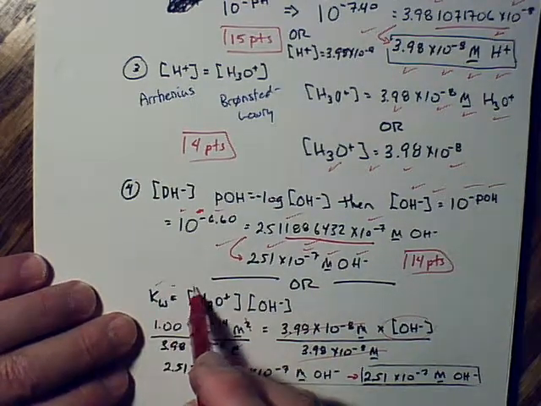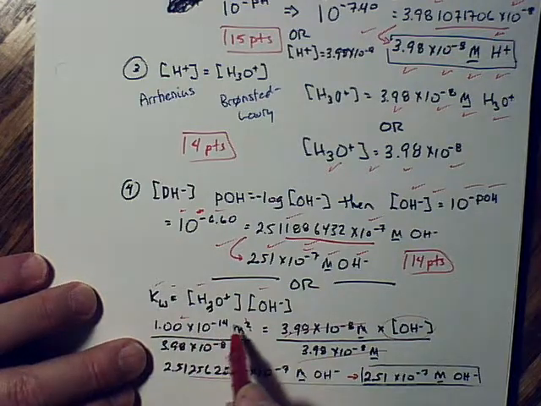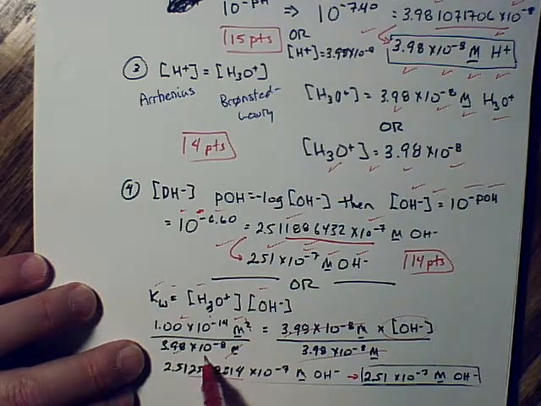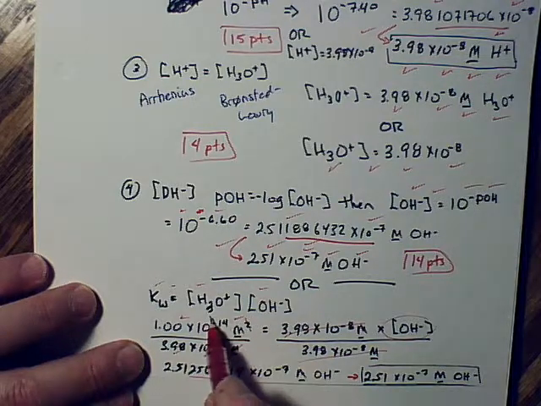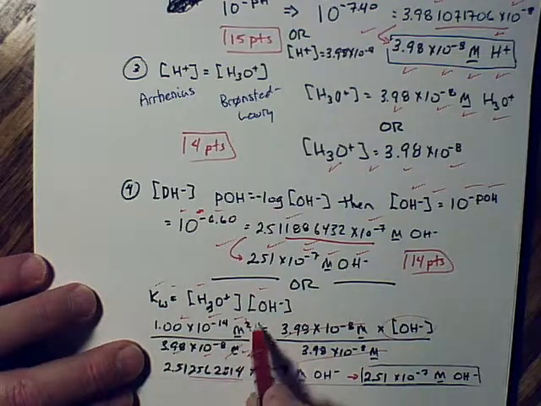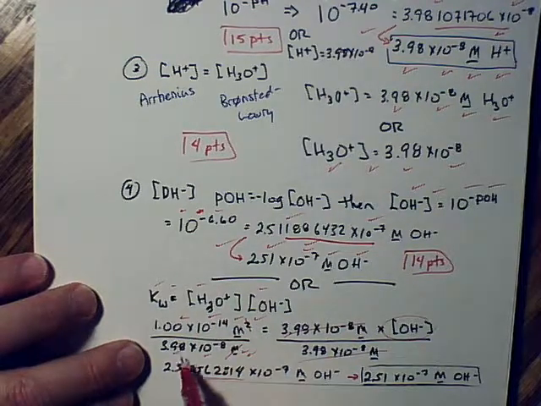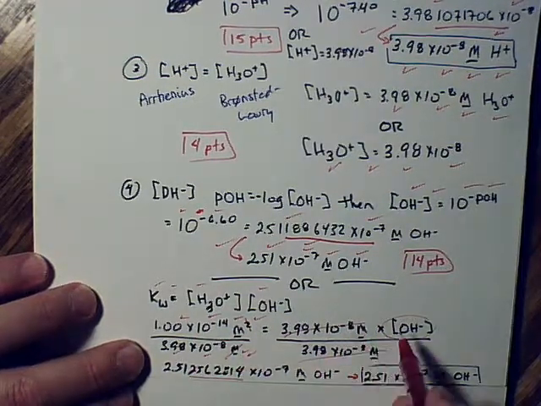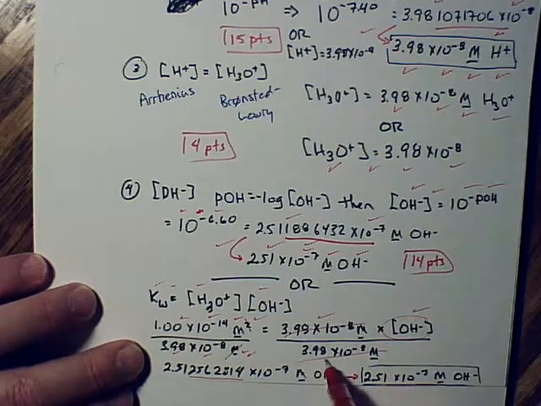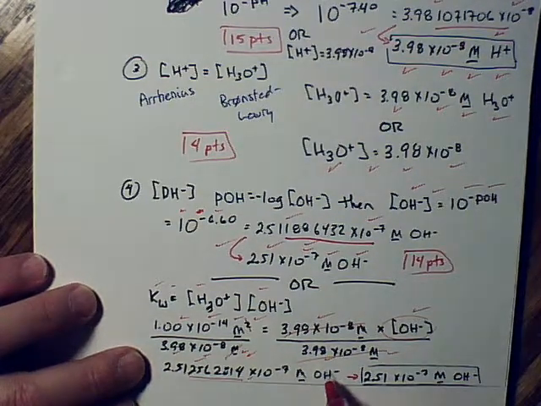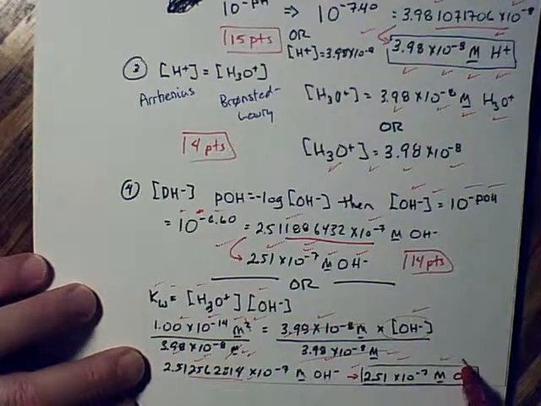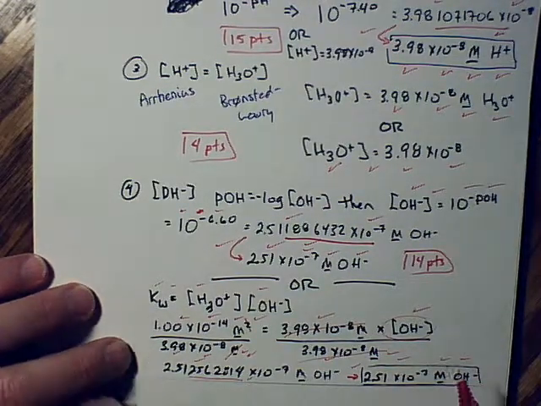1, 2, 3, 4, 5, 6, 7, 8. Let's see. Now let's keep the order of magnitude in here. And then cancellation here. So 1, 2, 3, 4, 5, 6, 7, 8, 9, 10, 11, 12, 13, 14, 15, 16, 17, 18, 19, 20, 21, 22. So that's 22 points that way.